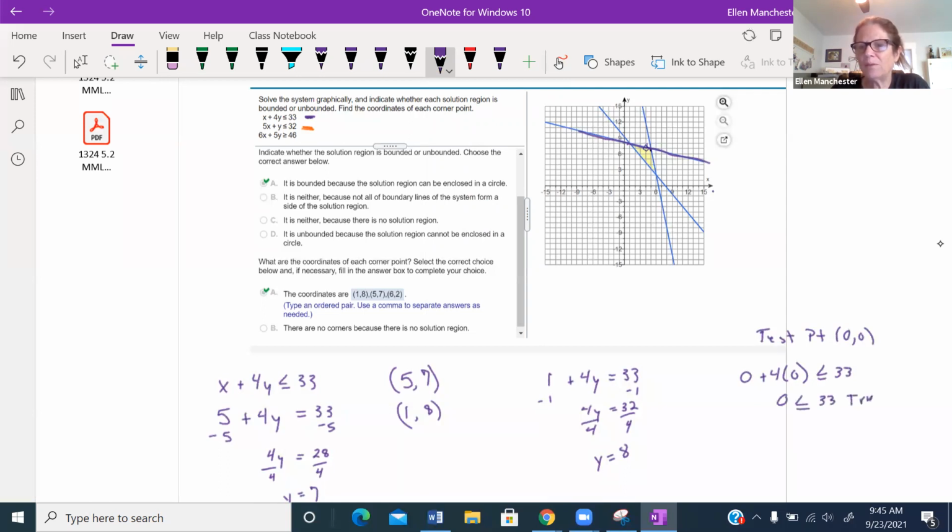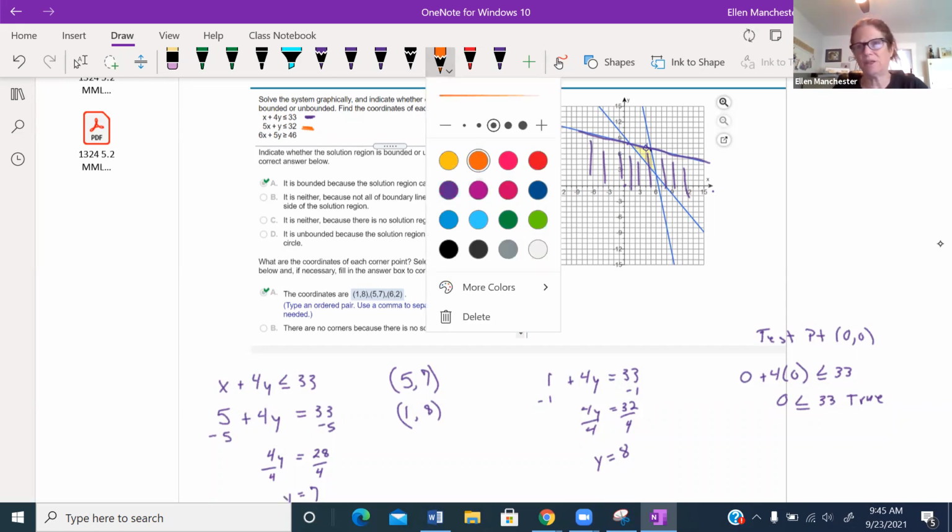This is a true statement, which means I'm going to shade down here, right? There's my 0, 0 point. So I want to shade where the 0, 0 is included. Okay. So just get an idea of where it's being shaded. All right. Now to the second one.